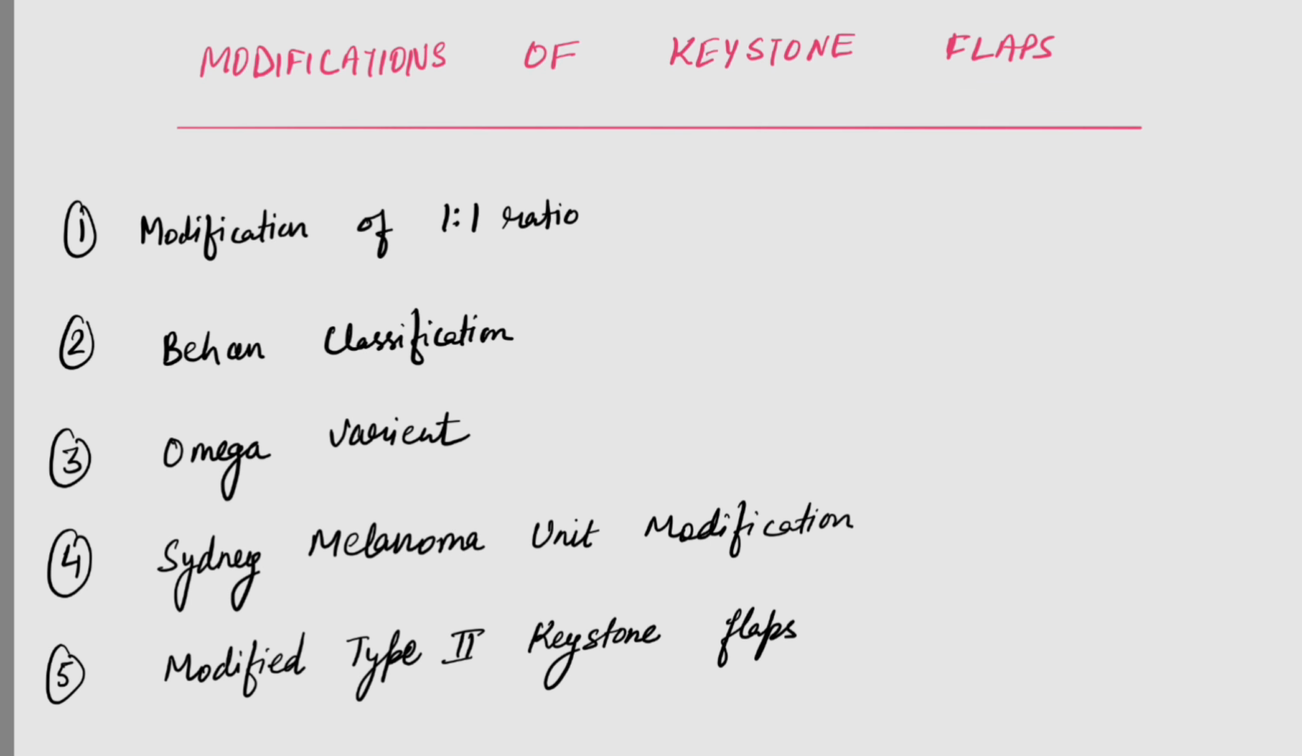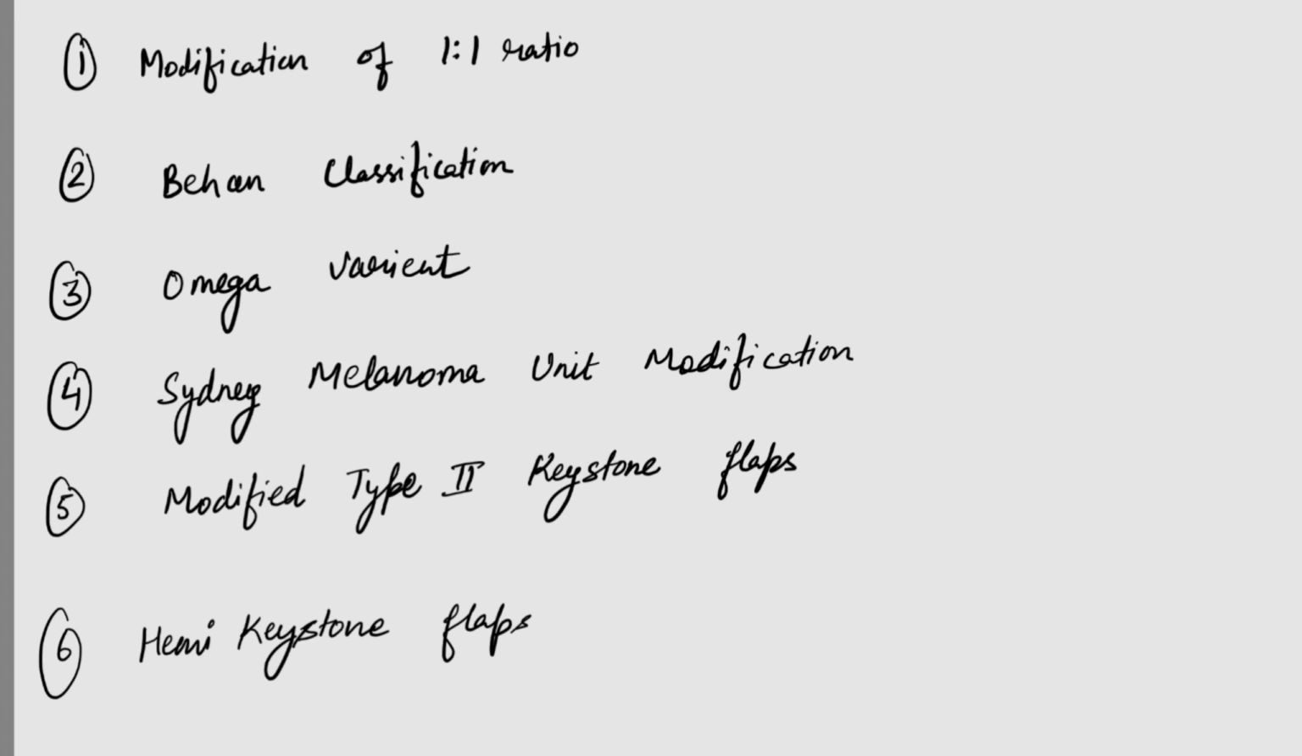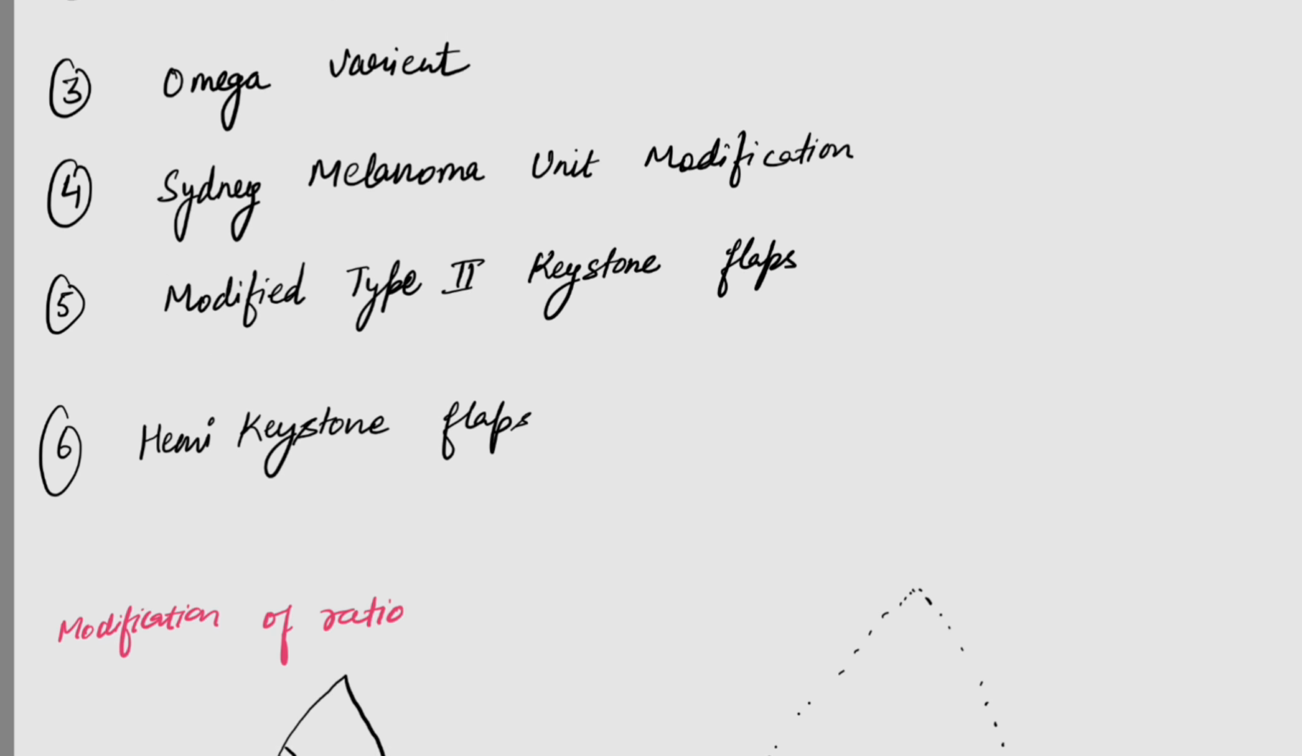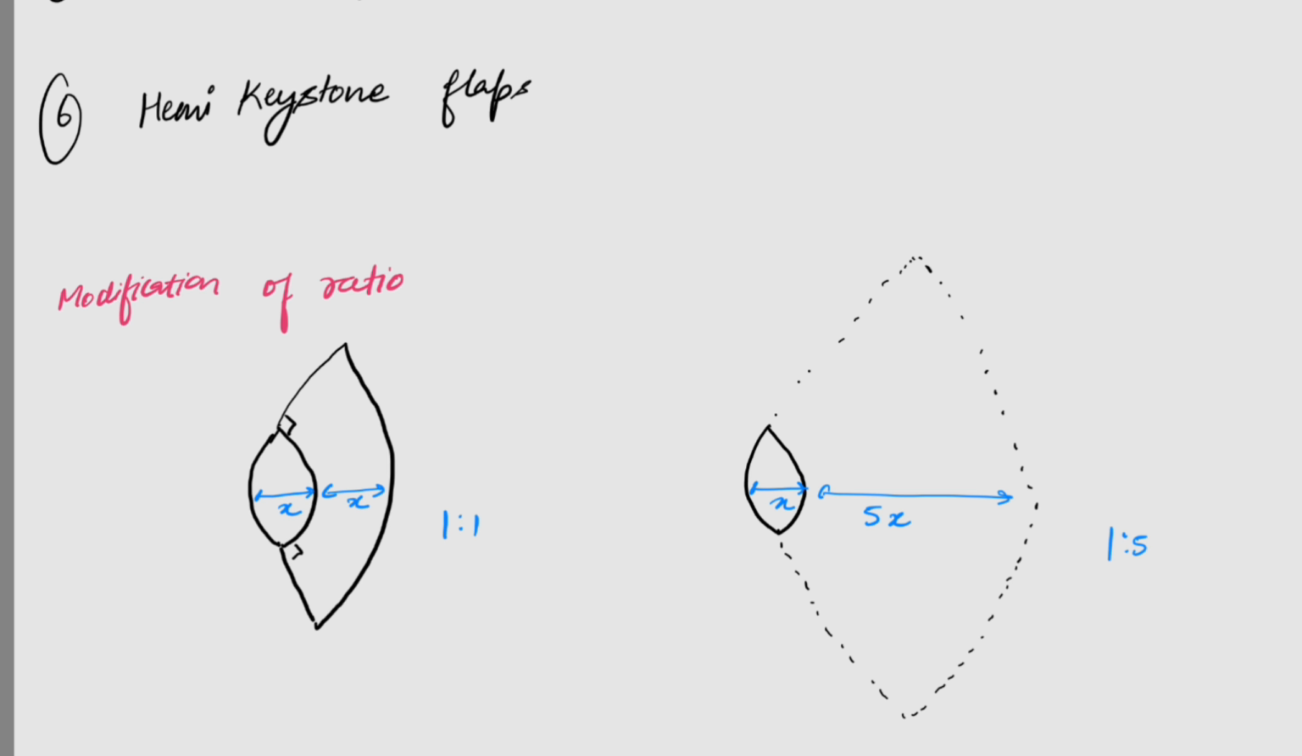The first modification is the 1:1 ratio, then the classical Behan classification of the Keystone flaps, omega variant, Sydney melanoma unit modifications, modified type 2 Keystone flap, Hemikeystone flaps and its modifications. So let's start with the modification of the ratio.